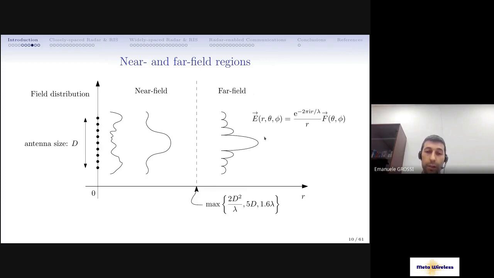And these regions extend from this point on, and this point is standard in antenna field and is given by 2 d squared by lambda, where d is the physical size of the antenna. These other two terms in the maximum are necessary to account for the case where the dimension of the antenna is comparable with the wavelength.